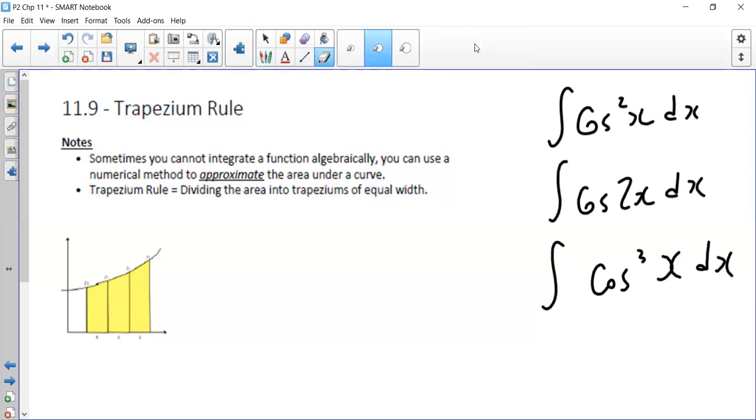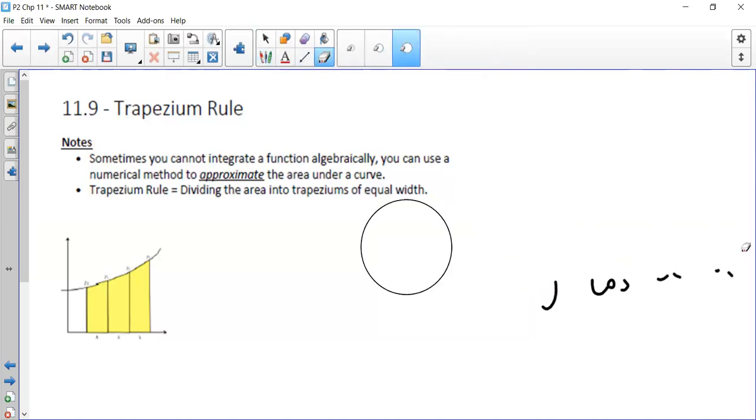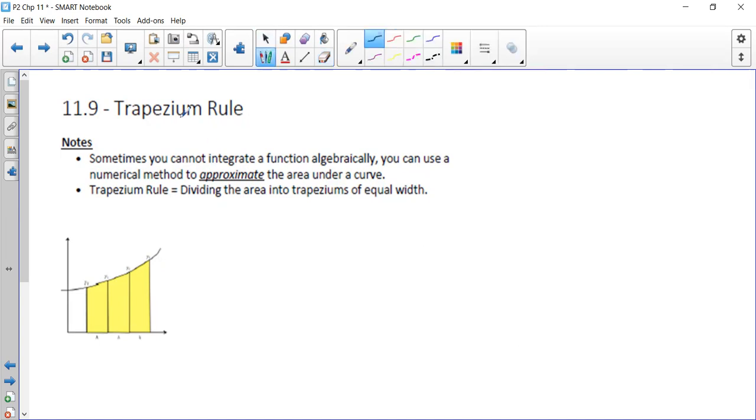So we must have a solution for how to estimate the area. Well, there it is: the trapezium rule. The trapezium rule at the end of the day is just a formula, which I'm going to go through later. So for now, let's understand the theory behind the formula, how the formula is derived.